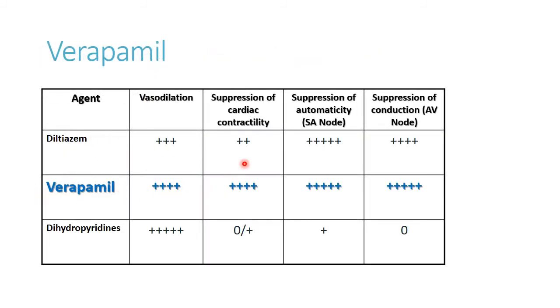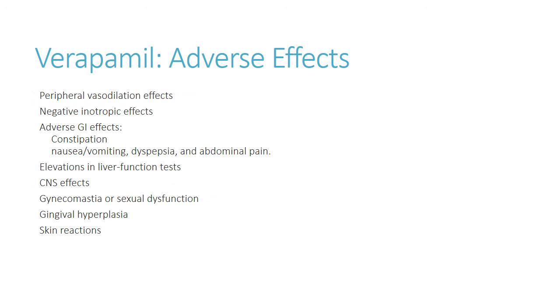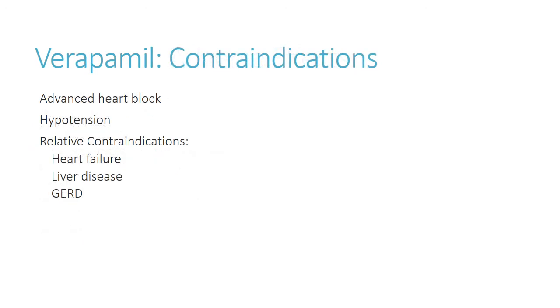So again, notice here very similar effects as far as effects on the myocardium and on the vascular smooth muscle as diltiazem. Again, can affect 3A4, but also you're going to notice it can have effects on 2C9 as well. So again, even more risk for some drug interactions, as we'll see in just a minute here. So still has peripheral vasodilating effects. It can have negative inotropic effects, constipation. Again, so all very similar side effects to diltiazem. Okay. Very similar contraindications as well. So again, you can kind of think of these two non-dihydropyridines very similar in your mind.